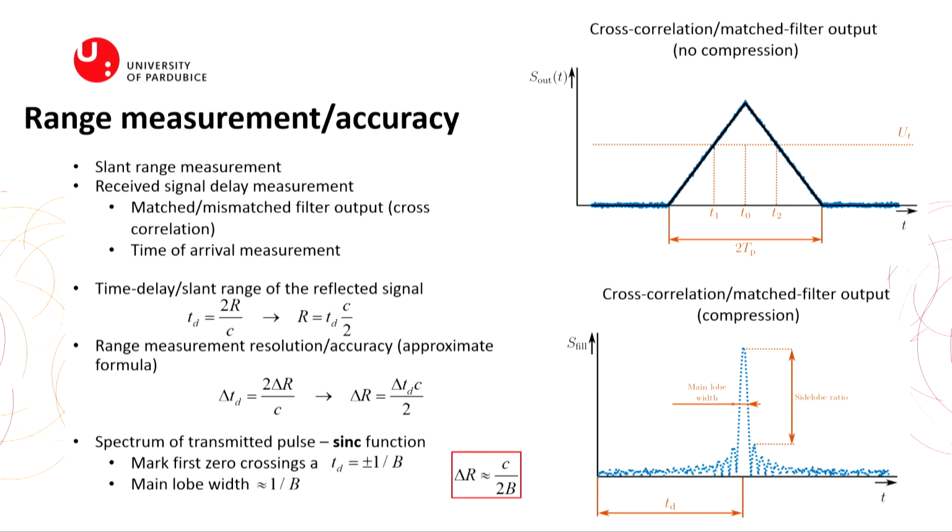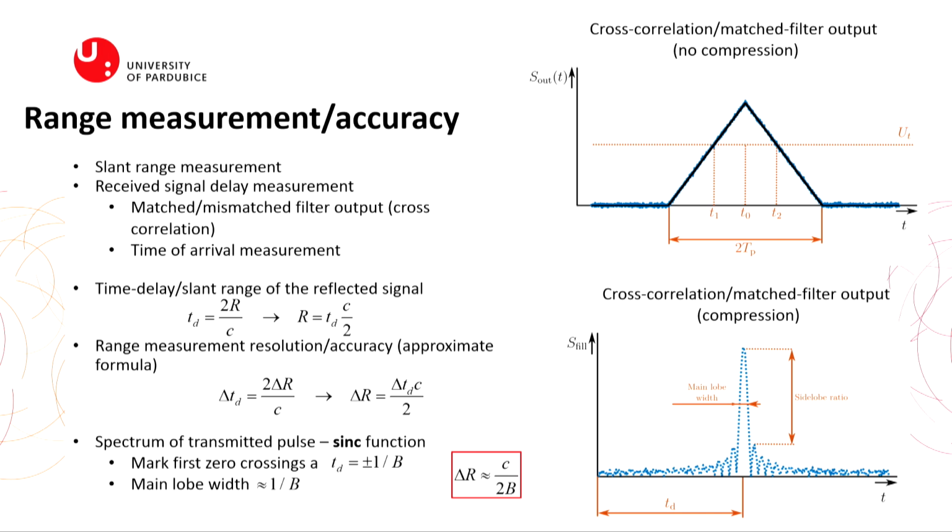We have slant range measurement. Slant range measurement is based on a received signal delay measurement. So it is called matched filter output, and I will later call it also mismatch filter output. But now matched. What is a matched filter? It is a filter that gives you the best results for signal to noise ratio, and it is based on cross correlation.